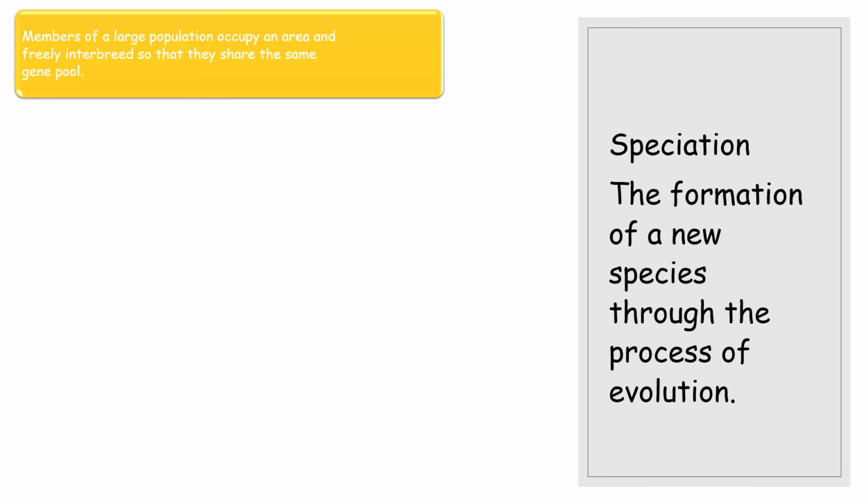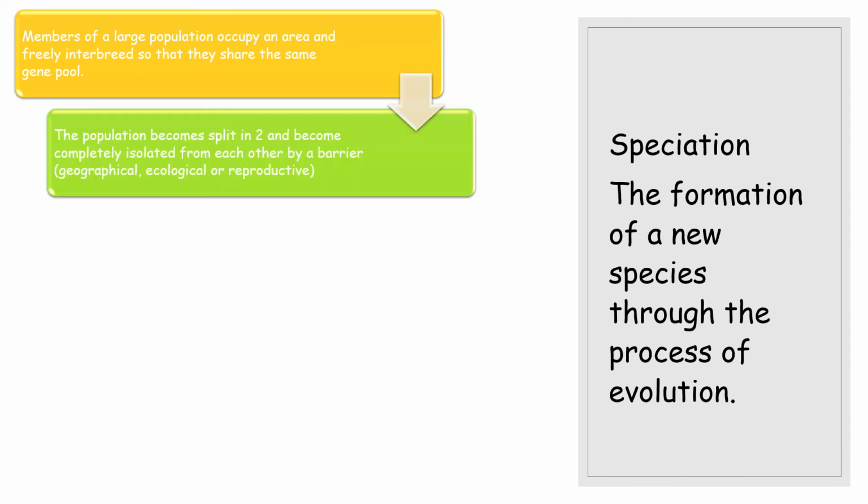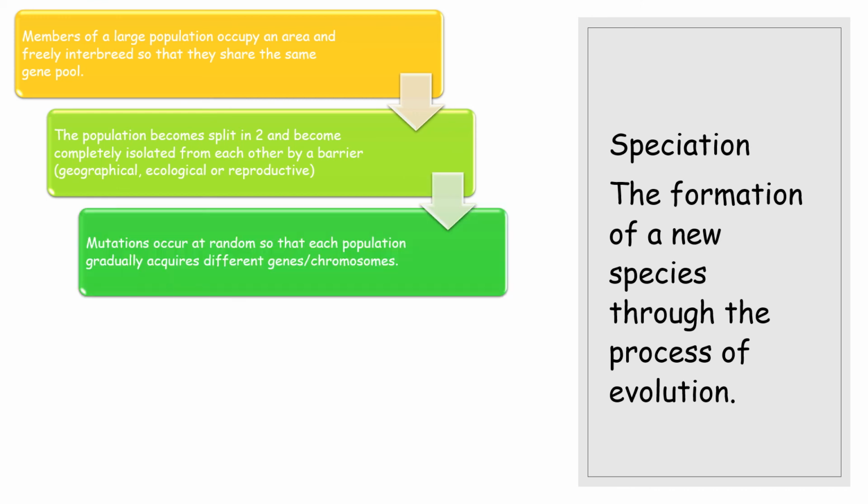And I'll just put that speciation information into text form for you. So we've got a large population occupying an area and freely interbreeding so they can share the same gene pool. But something happens where that population becomes split in two, becoming completely isolated from each other by a barrier. And at National 5, we're just talking about geographical barriers. So the easiest thing to think about is a mountain range or a river in between the two populations. When we get to Higher Biology next year, then we'll start to talk about the different types of speciation, so ecological or reproductive. But at the moment, just think about the geographical barriers, rivers or mountains.